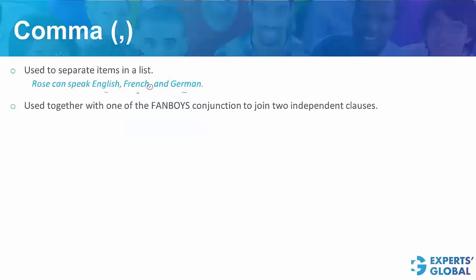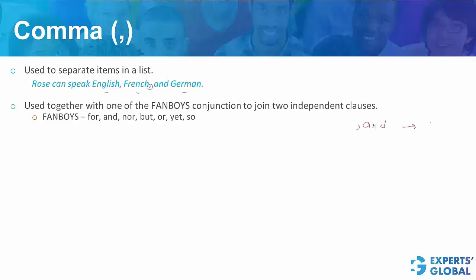Next usage of comma is to join 2 independent clauses. Remember, comma followed by a conjunction can join 2 independent clauses. Alone, comma is not strong enough to join 2 independent clauses. But comma together with a conjunction, these 7 conjunctions called fanboys, for, and, nor, but, or, yet, so, can together join 2 independent clauses. The most important of these is the comma and construction.